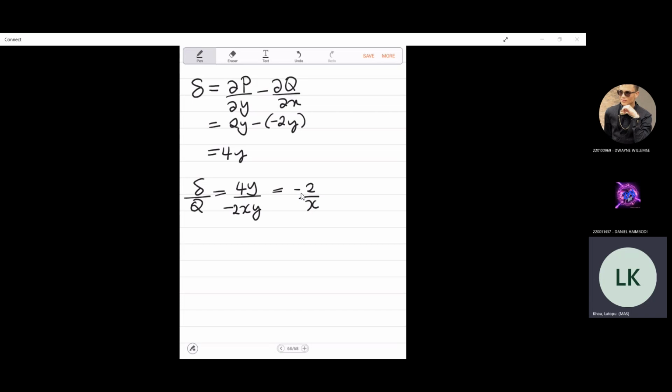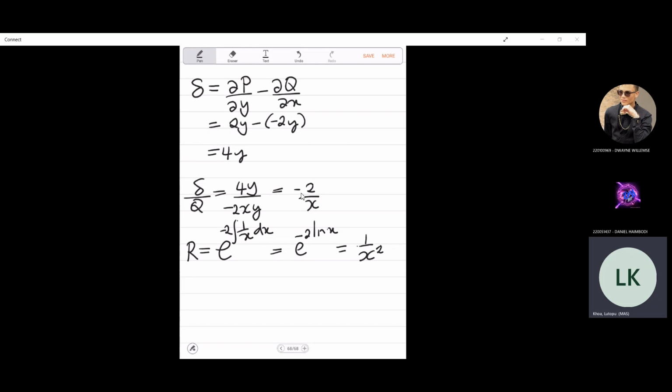Okay, so after we work out delta over q, we ask ourselves, is this a function of x only? Yes, it is. So our integrating factor r is going to be e to the power of the integral of negative 2 over x dx. So this is e to the power of minus 2 ln of x. Remember, we don't include the constant of integration when we're finding our integrating factor, and this is 1 over x squared.